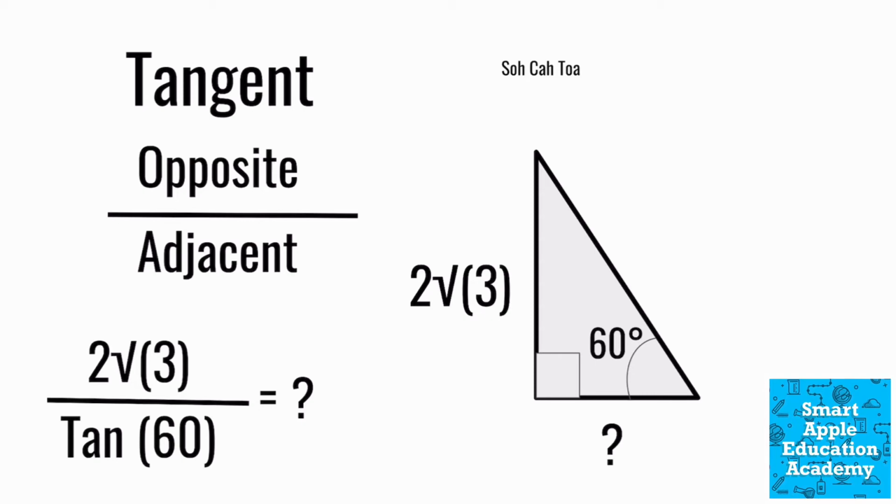If we calculate 2 times the square root of 3 over the tangent of 60, we will get the length of the leg represented by the question mark. If you're calculating this, remember your calculator should be in the degree mode. So what is 2 times the square root of 3 over the tangent of 60? It is 2. So the length of the leg represented with the question mark is 2 units long.